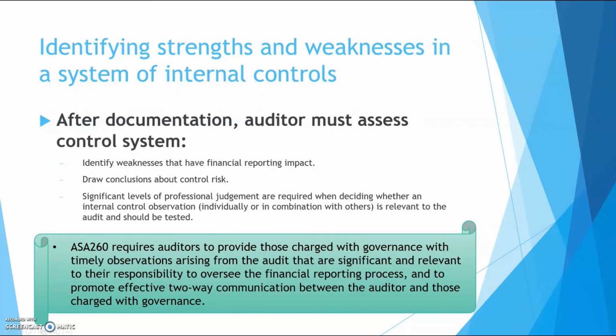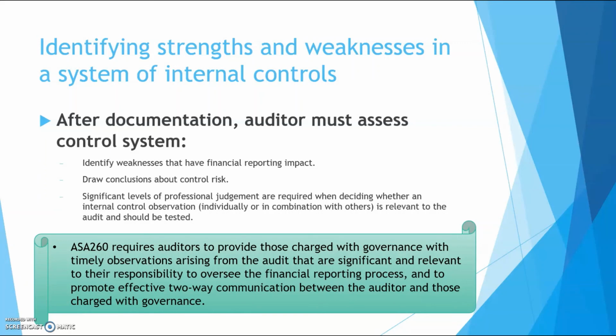So, once we've identified controls, we've documented the controls, it's then time to reach a conclusion from the audit perspective. So we need to identify the strengths and weaknesses in the system of internal controls. Any weaknesses that impact the financial reporting process, we will care about. We need to draw conclusions about the control risk. Significant levels of professional judgment are required when determining the observation and whether it should be tested.